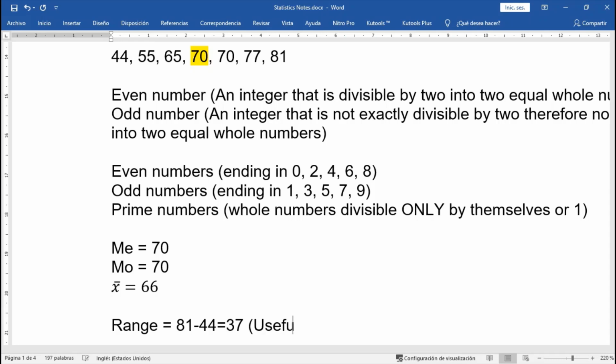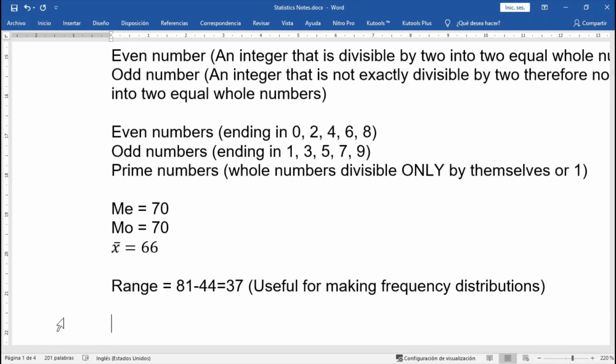It is useful for making frequency distributions. Why? Because we use this number for an extra calculation when we make frequency distributions, okay? But we are not going to do that. Again, the focus here is to learn the English, not so much the numerical calculations. But that's the purpose of the range. Normally, it is not a useful value by itself. It is used for something else, but not by itself. So there we go, we have the range. Let's continue.